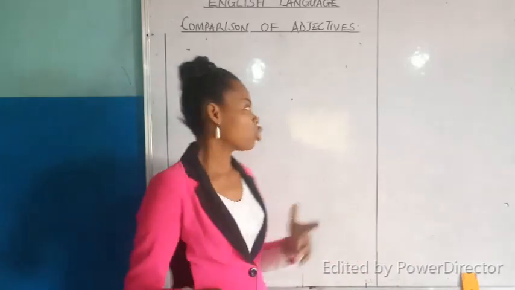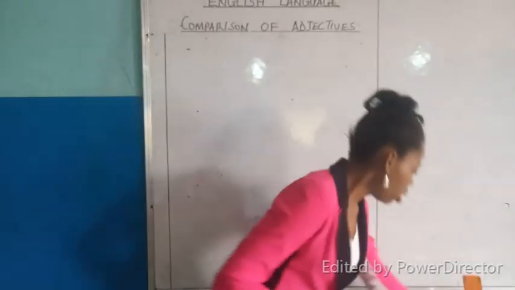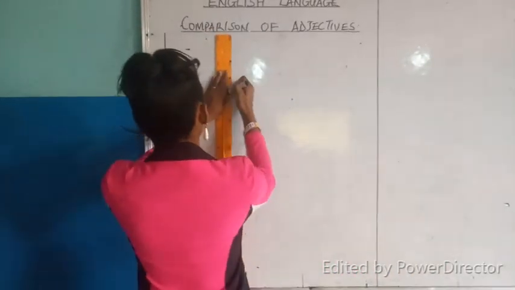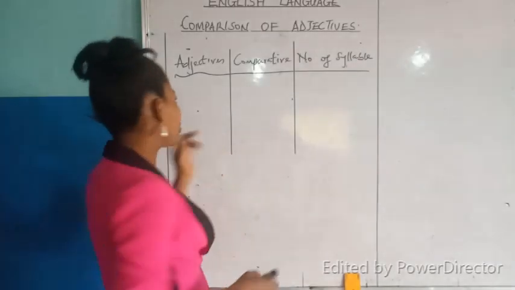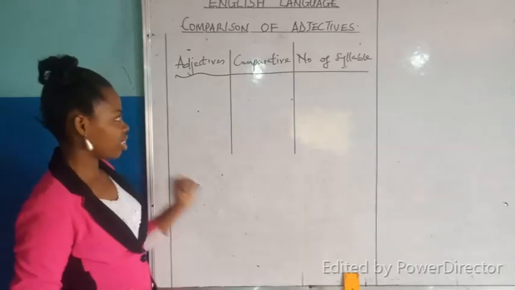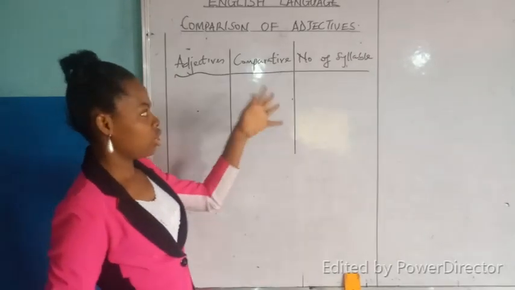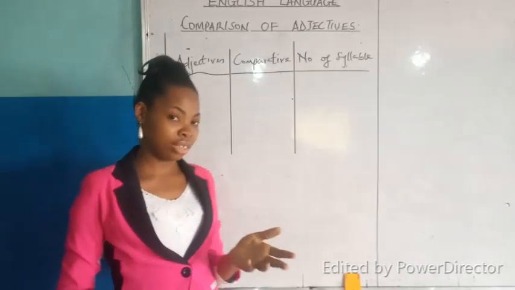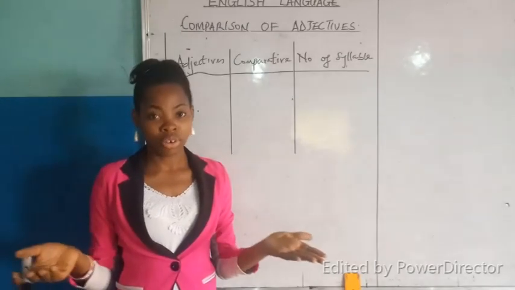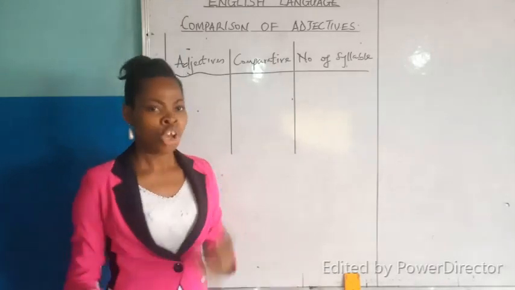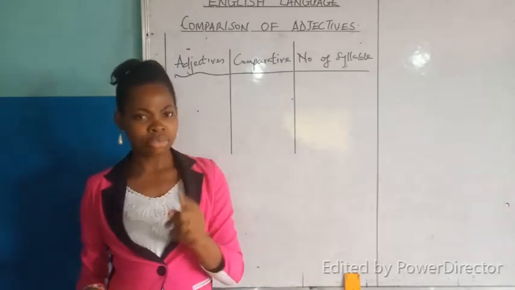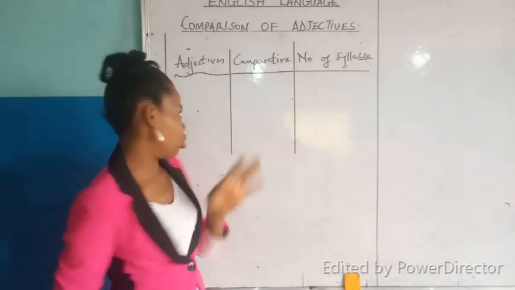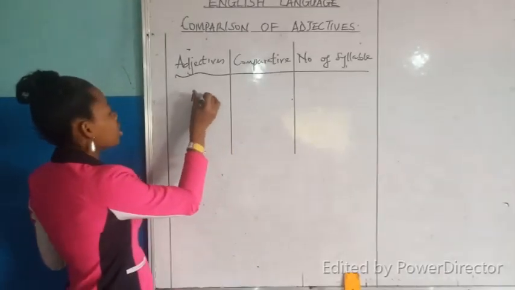Okay, so follow me as I draw my table on the board. I want you to look at the diagram on the board. I have adjective, comparative, and number of syllables. Now we want to know how we compare adjectives based on the number of syllables they have. I'm sure you still know that the syllable is the smallest unit a word can be broken down to. Okay, the first one I have is new.